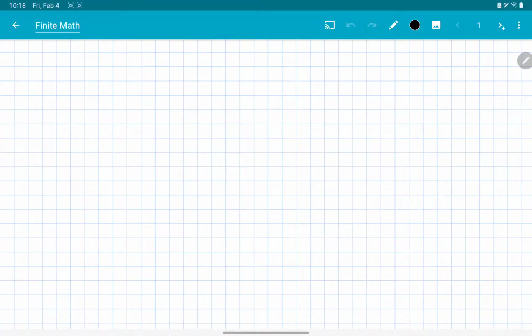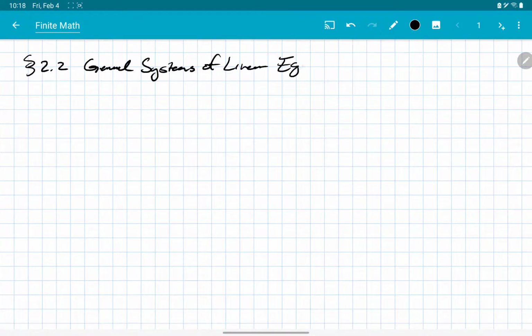All right, today we're going to talk about section 2.2, general systems of linear equations. So this is going to be a little bit more Gaussian elimination. There's an extra word or two that we're going to learn about Gauss-Jordan elimination. And then we're also going to look at systems that don't have unique solutions.